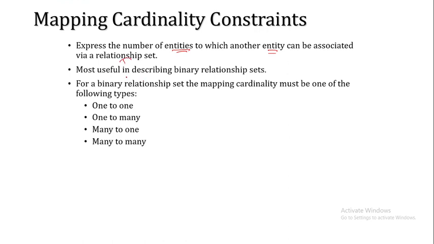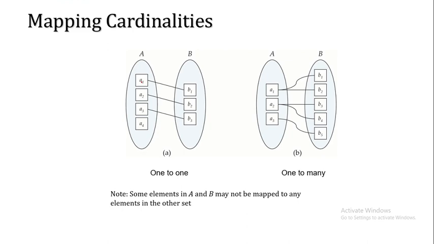This is most useful in describing binary relationship sets, and we have different mapping cardinality constraints: one to one, one to many, many to one, and many to many. We will explore them one by one. First we will start with one to one. You see here an example of one to one, where A is an entity set and B is an entity set.